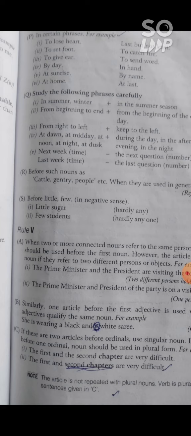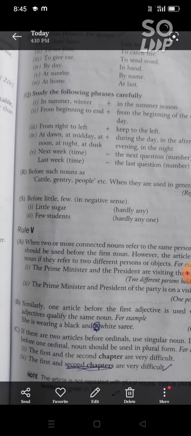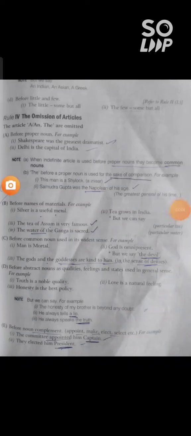So in these cases, we can use omission of articles. The article is not repeated in the plural forms, and the verb is in plural form in the sentence given in C here. These are the very important cases of omission of articles, where we don't use articles in particular statements. I hope you understand the articles chapter. Okay, thank you.